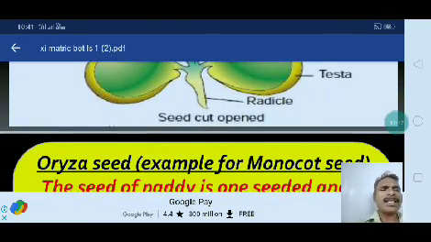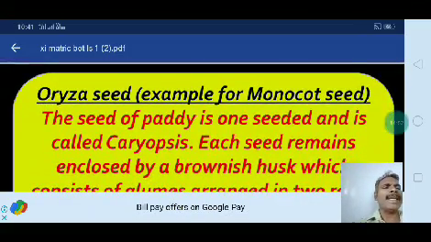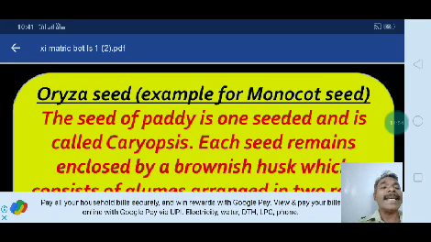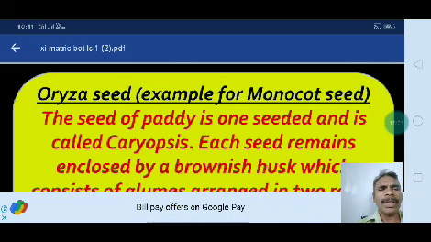The next one is the Oryza seed, an example of monocot seeds. The seed of paddy is one-seeded and is called caryopsis. Underline that word, caryopsis. It is mentioned only for single monocot seeds.